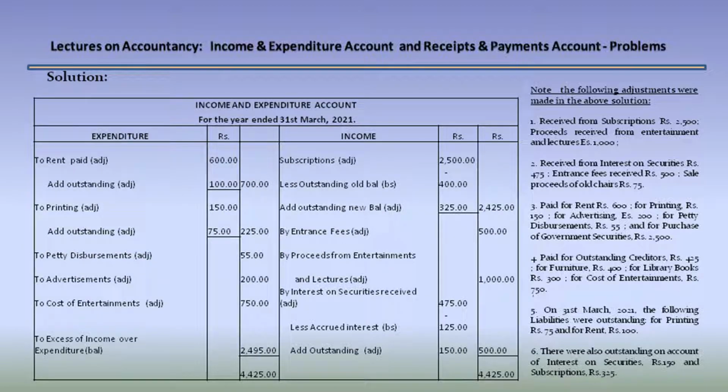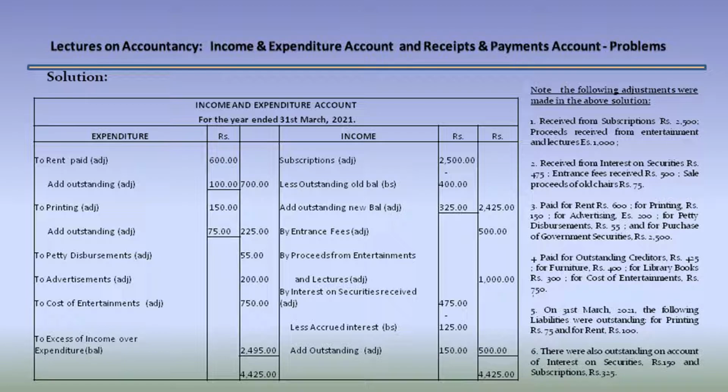Income and expenditure account for the year ended 31st March 2021. On the expenditure side, to rent paid 600 rupees, add outstanding 100 rupees, 700 rupees total. To printing from adjustment 150, add outstanding amount due for printing 75 rupees, total 225 rupees. To petty disbursements from the transactions and adjustments 55 rupees. To advertisements from the adjustments 200 rupees. To cost of entertainment 750 rupees.